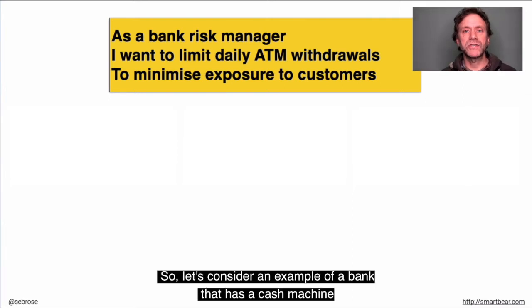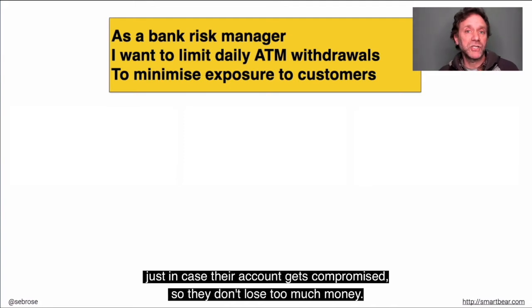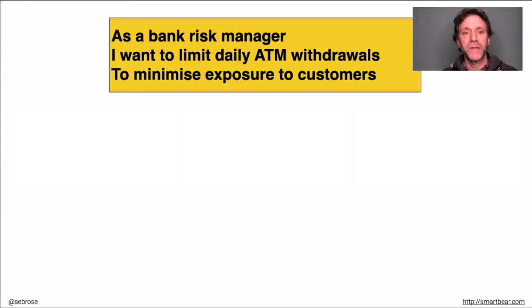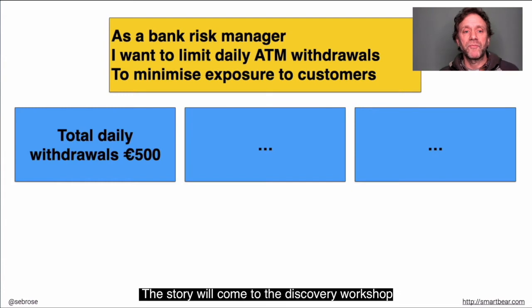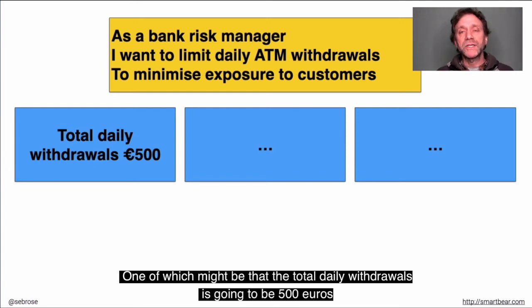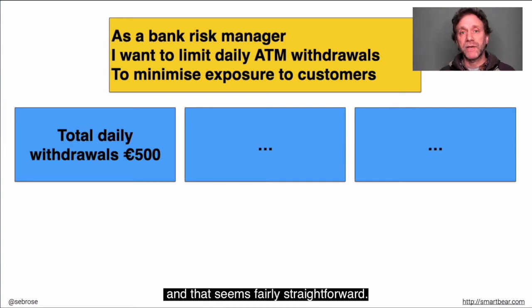So let's consider an example of a bank that has a cash machine, and the customer is limited in the amount that they can take out each day, just in case their account gets compromised so they don't lose too much money. And the story will come to the discovery workshop with some rules or acceptance criteria attached to it, one of which might be that the total daily withdrawals is going to be 500 euros. And that seems fairly straightforward.